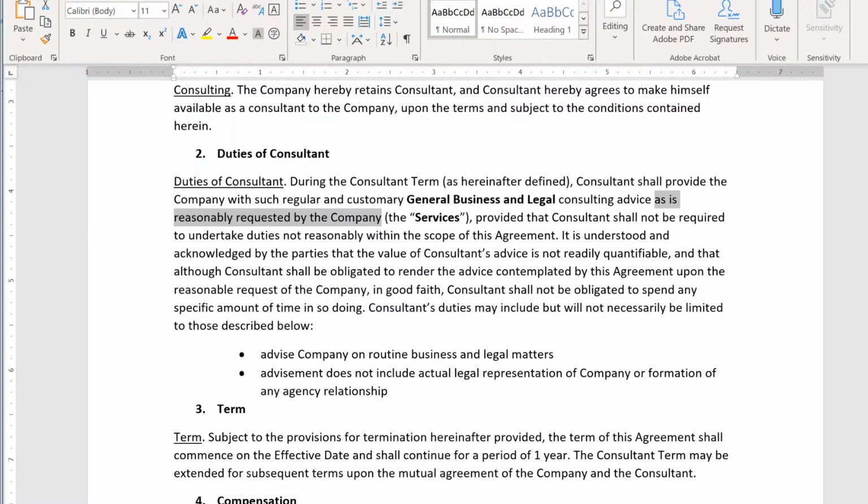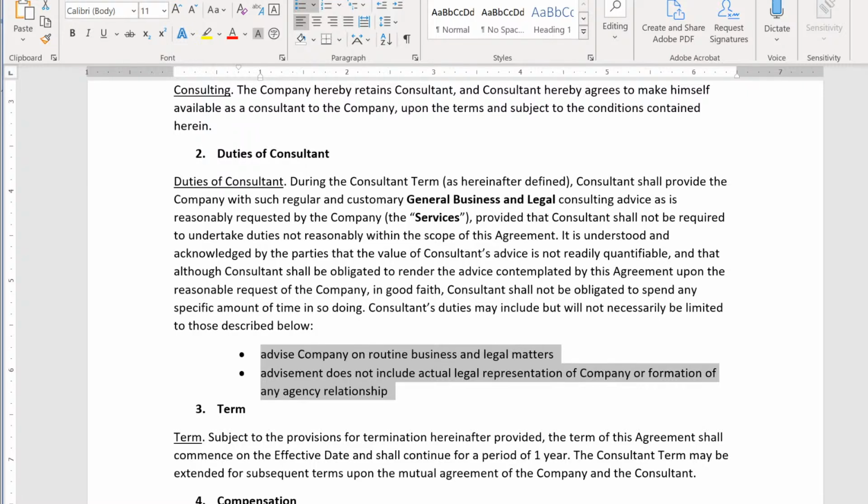So that's the scope. And if you really want to be specific, down here, just to be very clear, I put two bullet points of what the general business legal consulting services are as reasonably requested, which advise the company on routine business legal matters. And I say advise the company, not people in the company, or just anyone. I advise the company only. And also, advisement does not include actual legal representation of the company or formation of any agency relationship. That's more legal talk, but basically, under this contract, I do not represent the company. I give advice, but I don't represent the company.